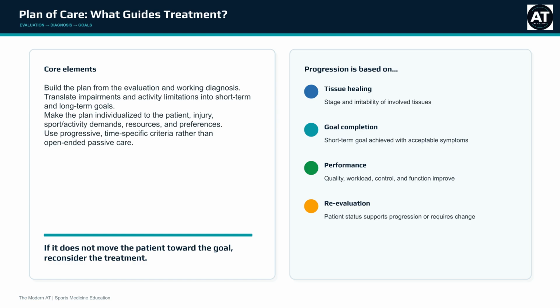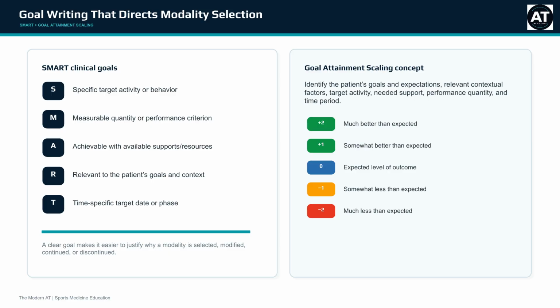Performance quality shows whether function is improving, and reevaluation identifies when to progress, regress, or change the intervention. If a modality does not advance the goal, it should be reconsidered. SMART goals make modality decisions defensible.